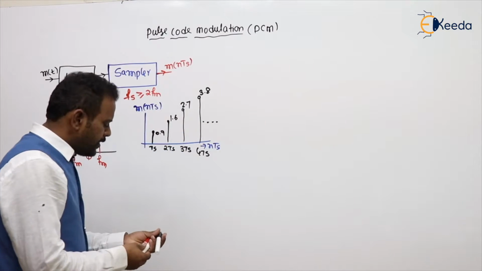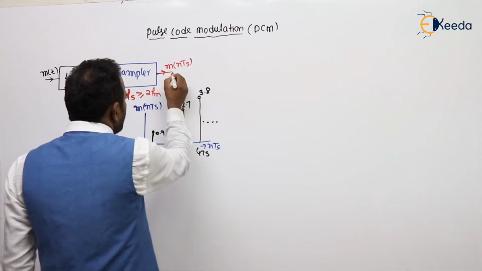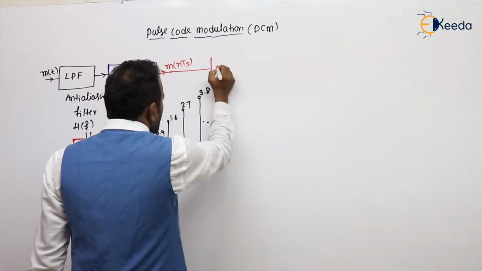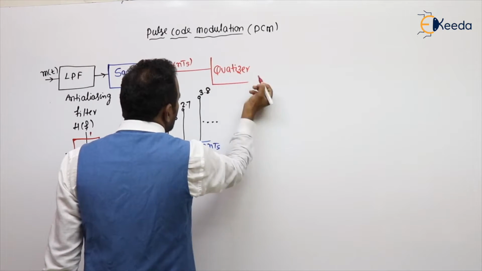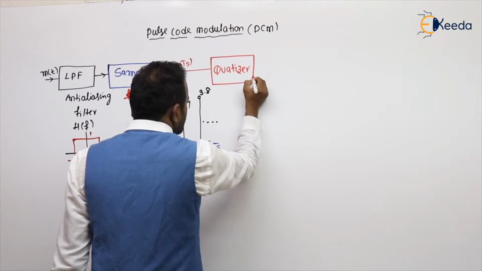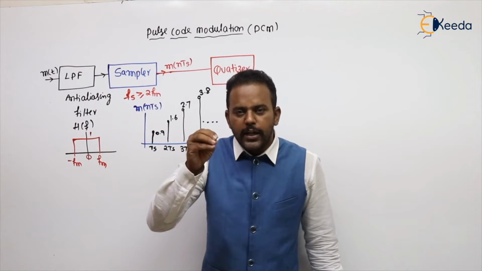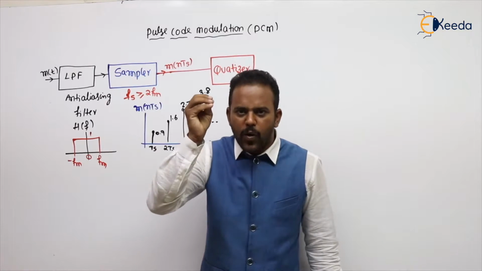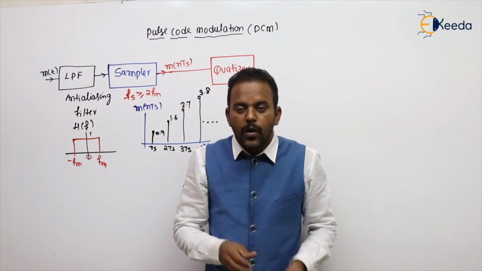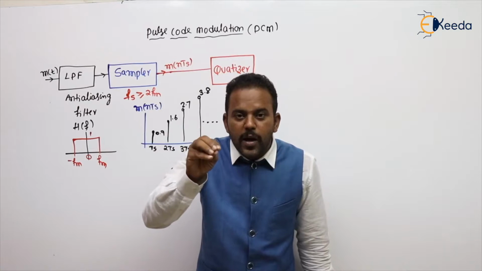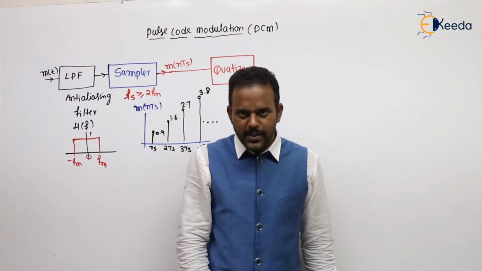After the sampler, what is the next block we are having, sir? The next block we are having in PCM is the quantizer. Very, very, very important. What is that block, sir? Quantizer. First, let's see what a quantizer is. The quantizer will have some fixed number of voltage levels, also called quantization levels.